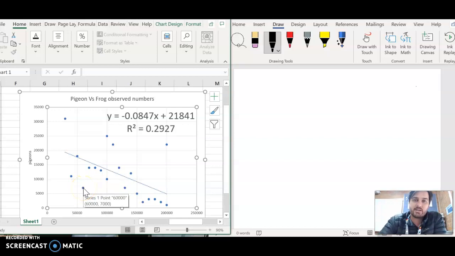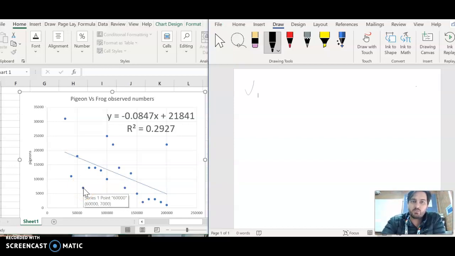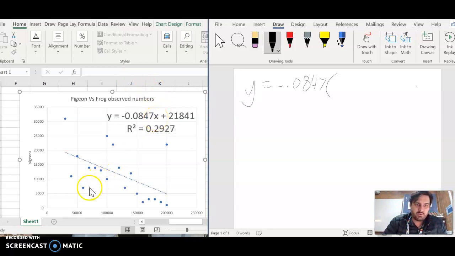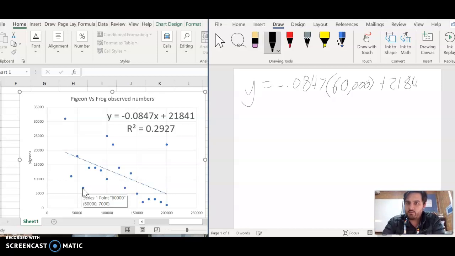And we can do that by taking our equation. So if we do y equals negative 0.0847, and all we're doing is substituting, instead of the x that we've got here, the kilometres that the particular car we're interested in has done, which in this case is 60,000. And then plus 21,841. Now, if we do that in the calculator, which I'm going to do now, remember the minus, okay?